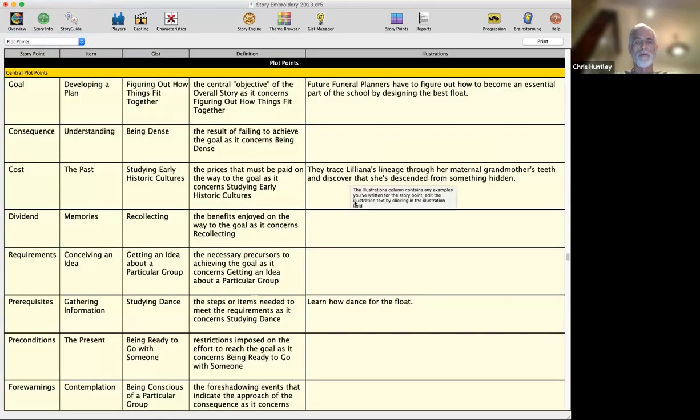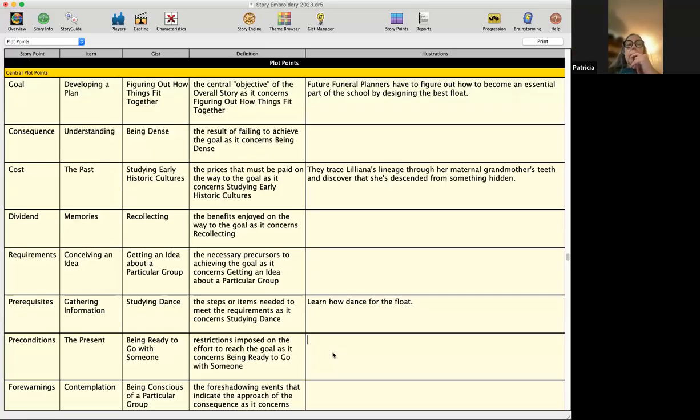Yeah, this is where it was. So you're remembering two different things. Being ready to go with someone. Oh, so that is precondition. A precondition is a restriction imposed on the effort to reach the goal, as it concerns being ready to go with someone. Now that I know the context in which you were thinking it, I was trying to find it. What did you want to put in there?